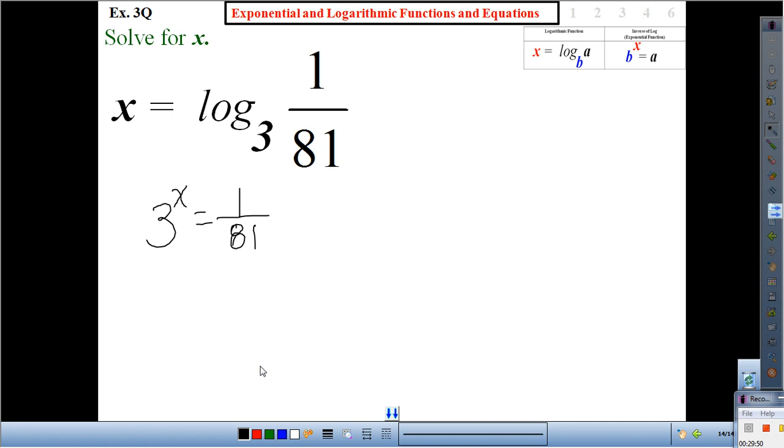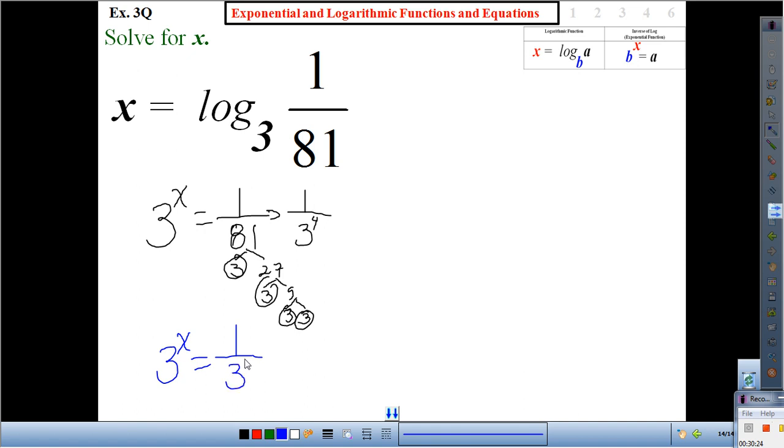All right. However, the 81 needs to be the same base as that. The base given is 3. So 81 divided by 3 is 27. 27 divided by 3 is 9. And 9 divided by 3 is 3. So how many 3's do we see? 3. So that means 4, my bad. 4. So that means 1 over 3 to the 4th. So let me rewrite this. So we get 3 to the x power equals 1 over 3 to the 4th.